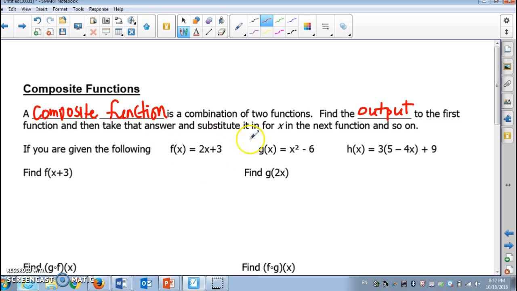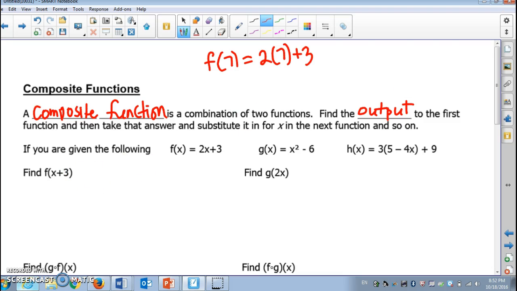We have f of x, g of x, and h of x. Last class we talked about how to find f of, for example, 7. How do I find f of 7? All you do is substitute 7 for the x in f of x. Is that right? And then we just need to simplify it.